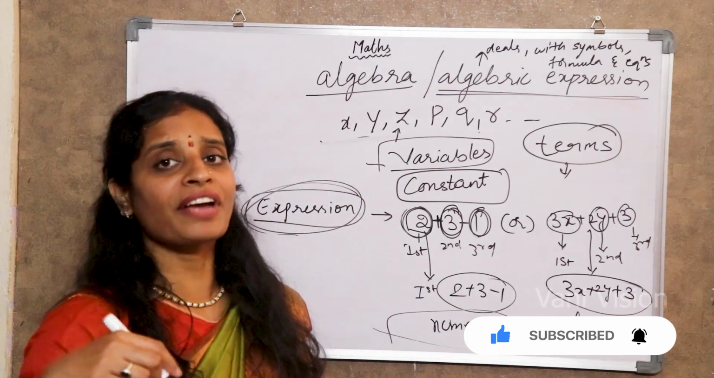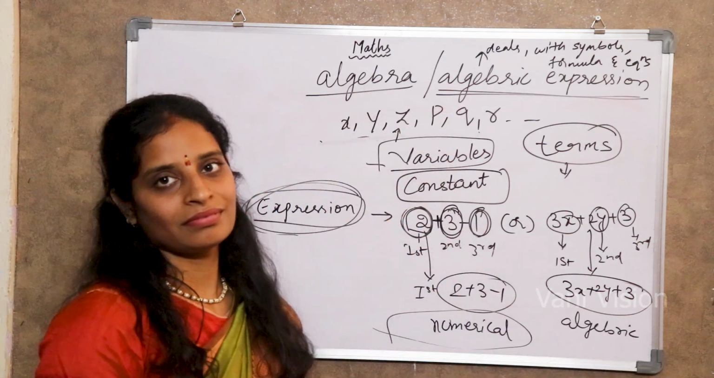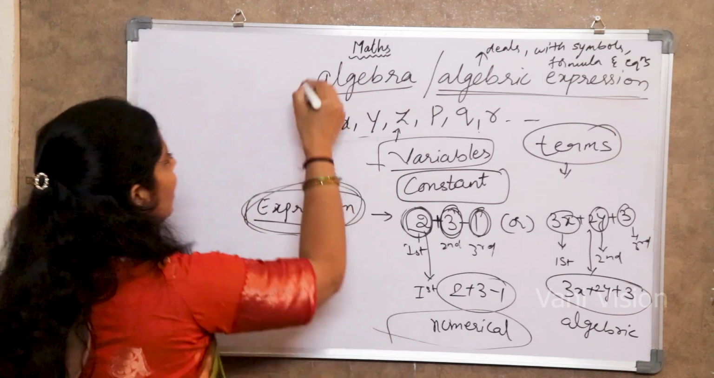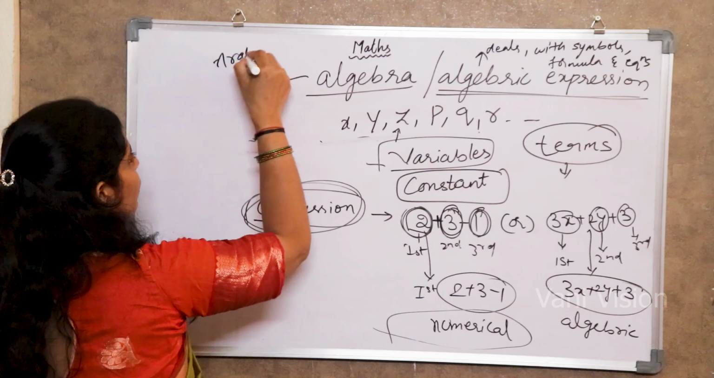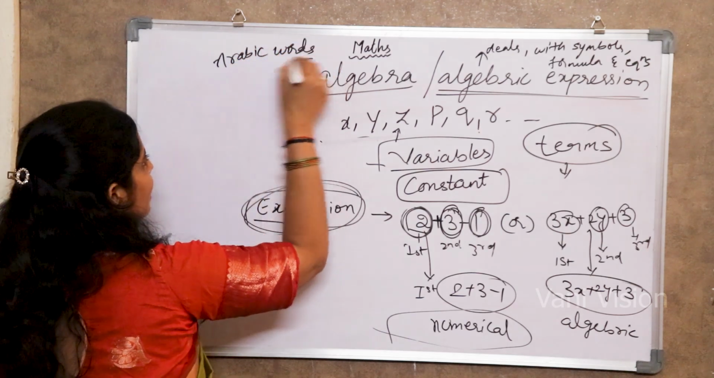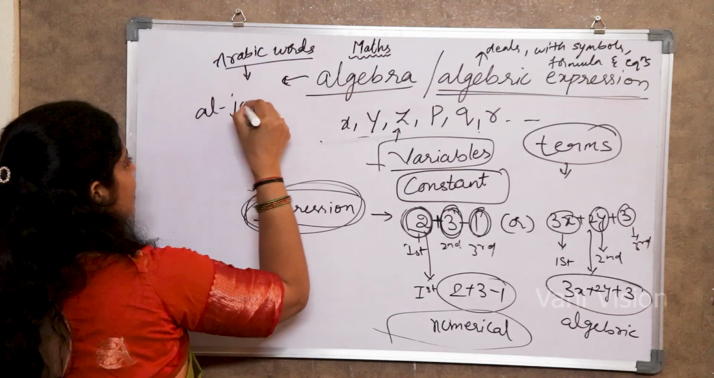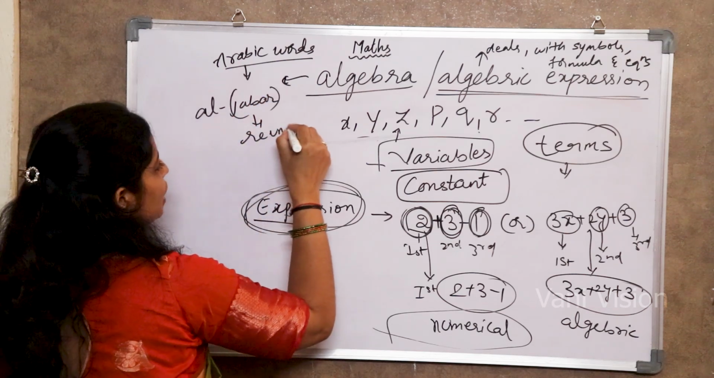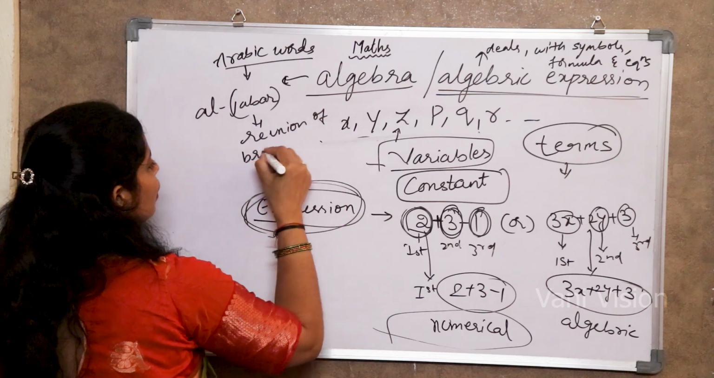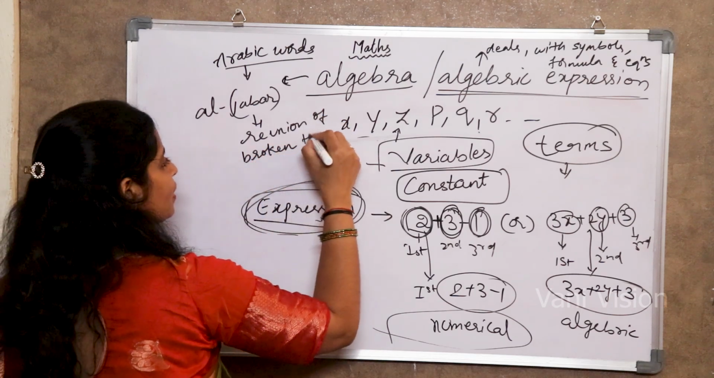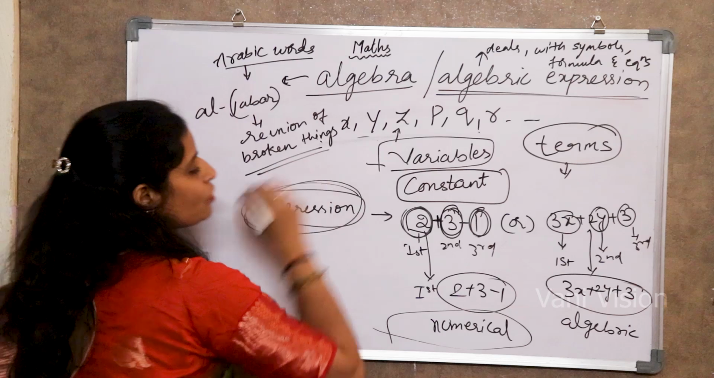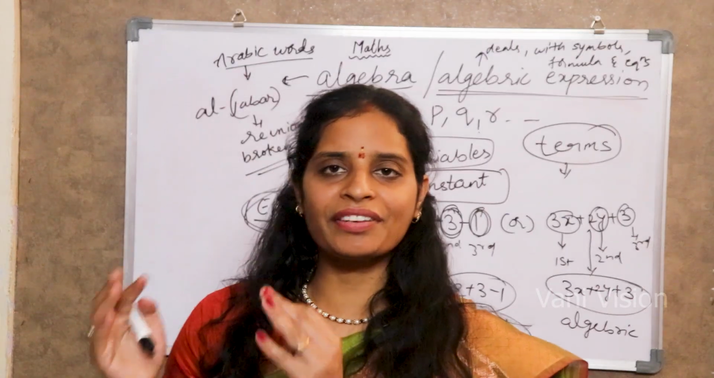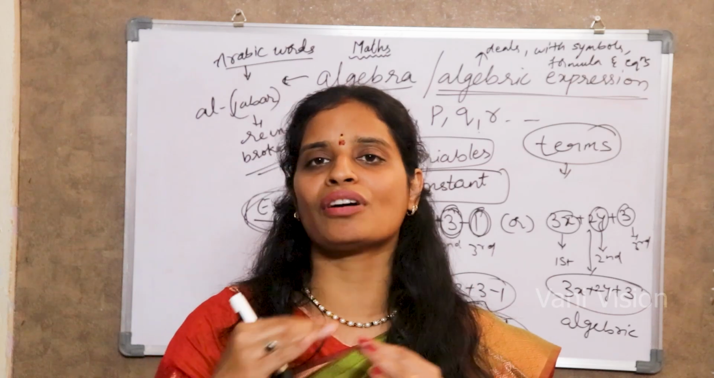So from where did we get this algebra? Actually from Arabic. It is an Arabic word called al-jabr. Jabr means reunion of broken things. Reunion of broken things means whatever small pieces they have given, by using that we are going to solve the problem.